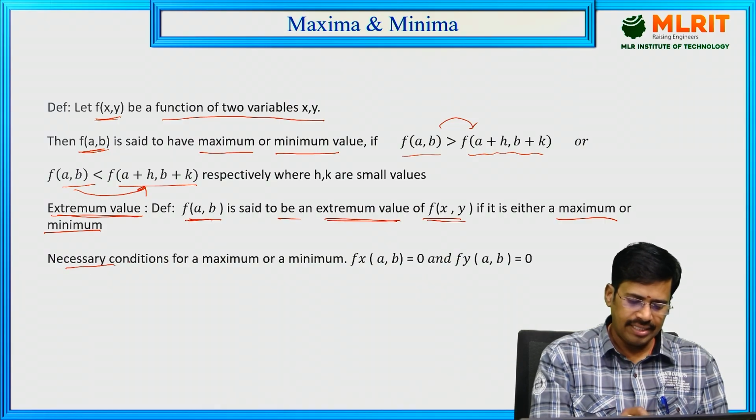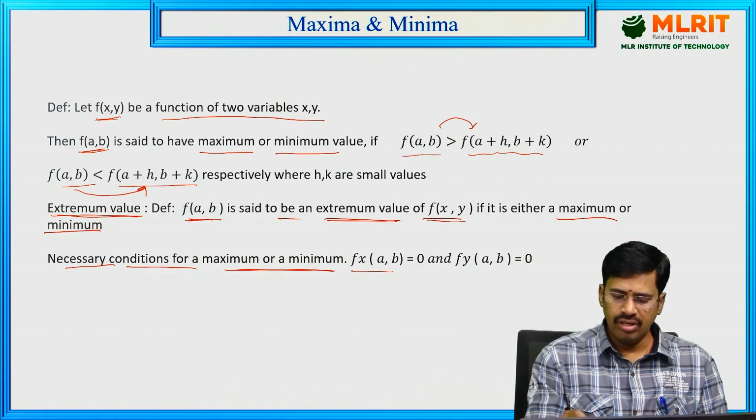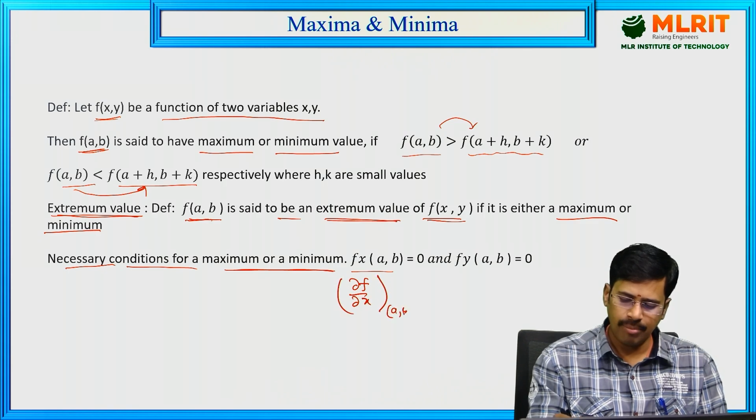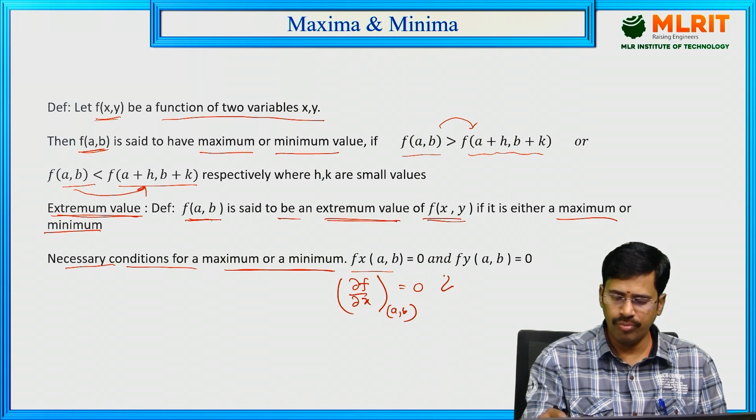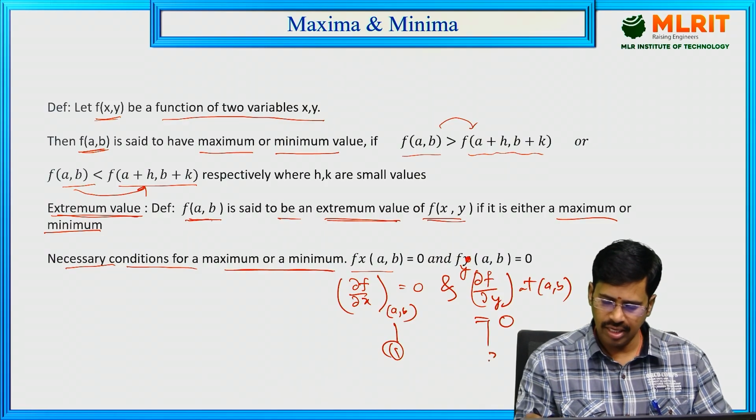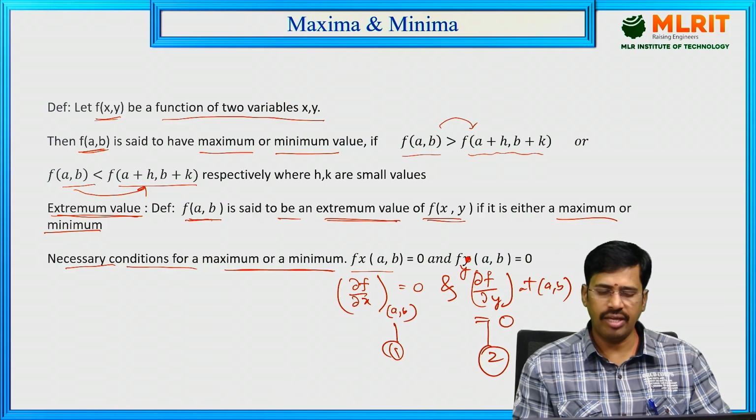Now, the necessary condition for maximum or minimum of the function is: find dou f by dou x and substitute the point a comma b in that, equal to 0. F suffix y, which can also be written as dou f by dou y at the point a comma b, is also equal to 0. This is one equation, this is another equation. If we solve this, we get maximum and minimum values at the given points.